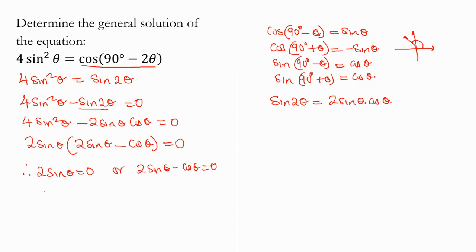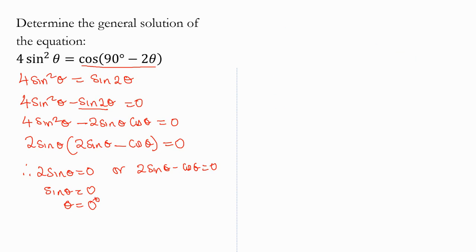We can start by dealing with 2 sine theta is equal to 0. So it becomes sine theta is equal to 0, meaning that our theta is arcsine 0, which is 0. So the reference angle there is 0 degrees. I will remind you about the general solutions, but let's continue from here.